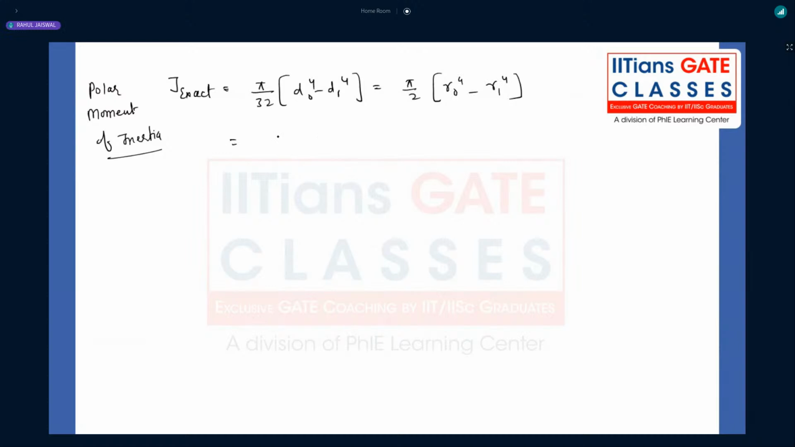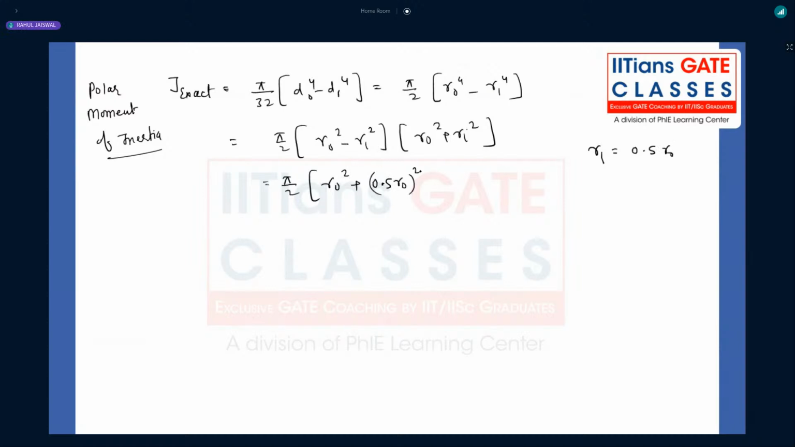Now further we can simplify pi by 2. Again we can write a square, and you can split it into a square minus b square, that is a minus b, a plus b, right? So here we can write r square, and this can be written further as pi by 2. Now r naught square plus r1 square can be written as 0.5 times r naught, so 0.5 times r naught whole square.